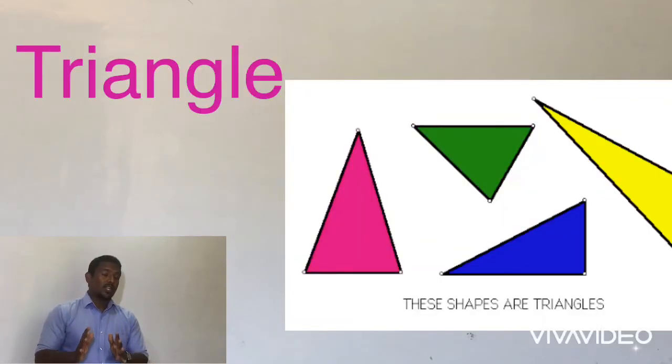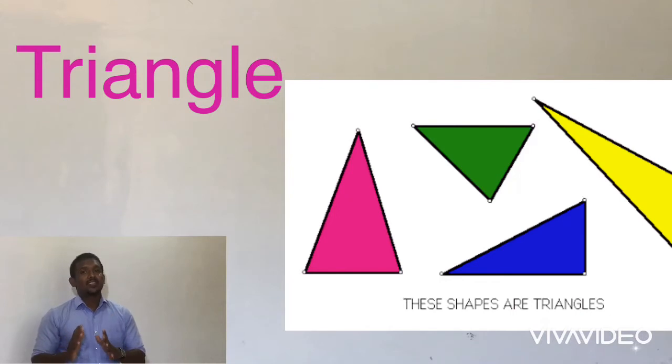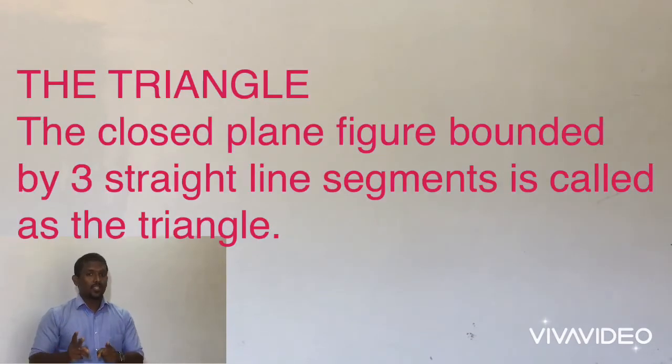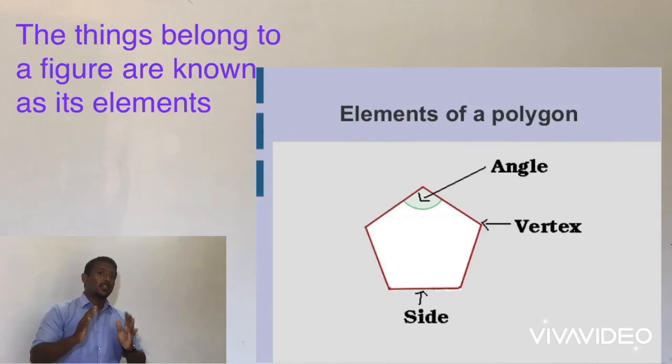To draw a rectilinear closed plane figure, we need a minimum of three line segments, right? The figure that is drawn by using three line segments is known as a triangle. What is a triangle? And in rectilinear closed plane figures there are elements. Elements mean the things that belong to that figure, right?